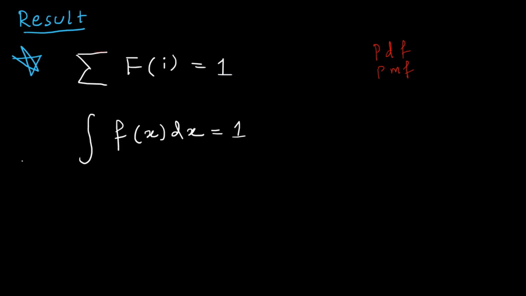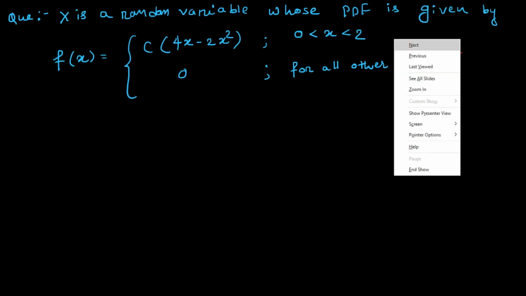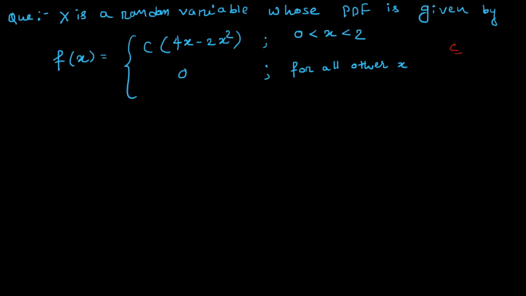The second result is when you are doing the integral of the probability density function, then you are getting 1 as the answer. With this result, let's do a problem like this. X is a random variable and the probability density function is given by the following. Then we have to find the value of C. It is not written in the question. I think I have neglected writing it. So you have to find the value of C. So how can you find the value of C?